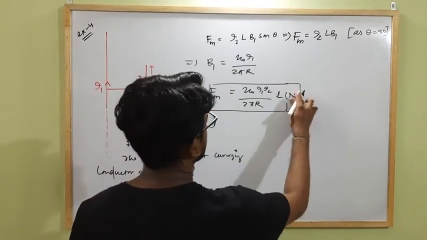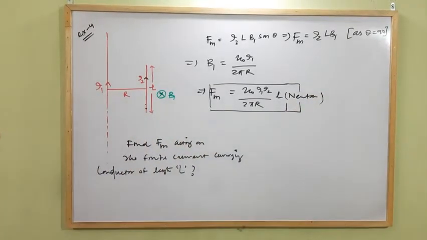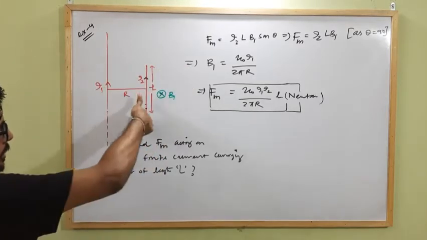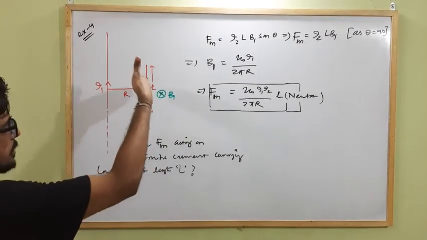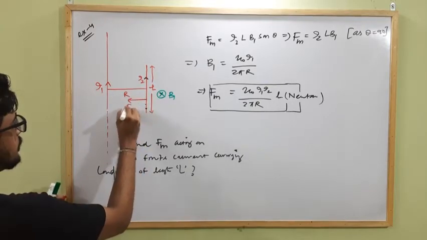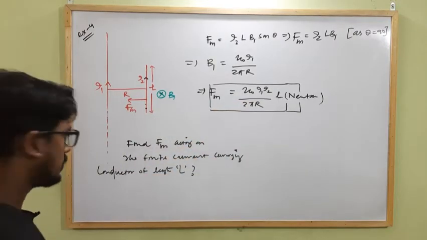This is what? Newton. Okay, and its direction: the current or length is along this direction, the magnetic field is into the plane, so the force will be acting along this direction, Fm, of strength this much. Clear?